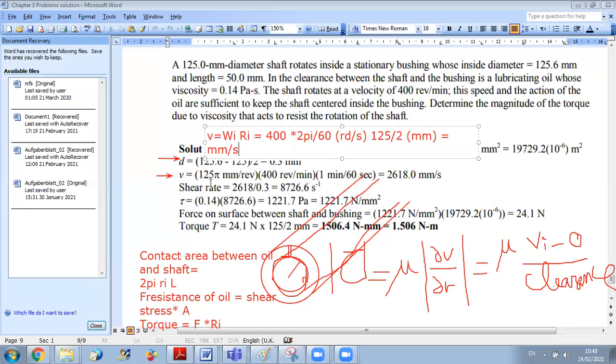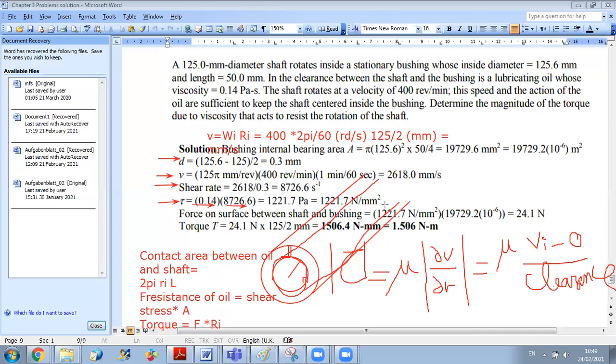Now the shear rate is del V by del R, in absolute value. Since you are dividing, if you take V in millimeter per second, then take the clearance in millimeter. But if you take V in meter per second, you should take the clearance in meters, in order to get the value in second minus 1. Once you find the shear rate, you can calculate the shear stress by doing the shear rate times the viscosity, because tau is viscosity times shear rate.